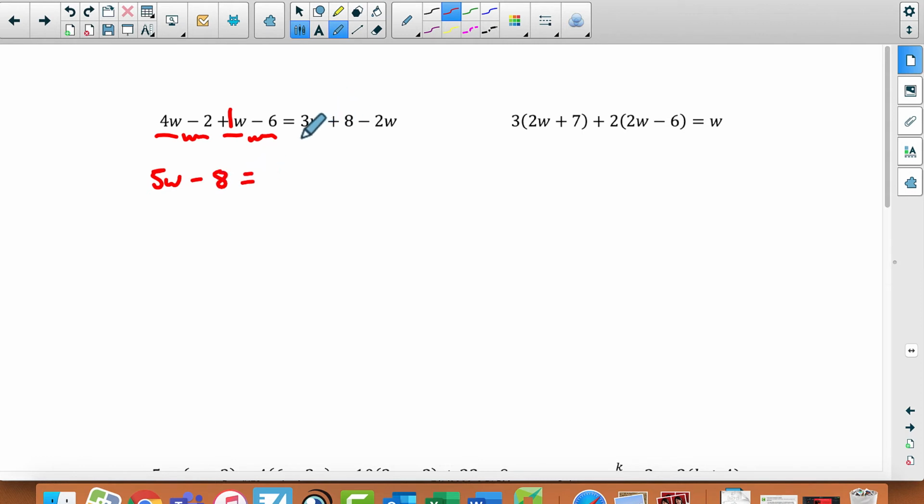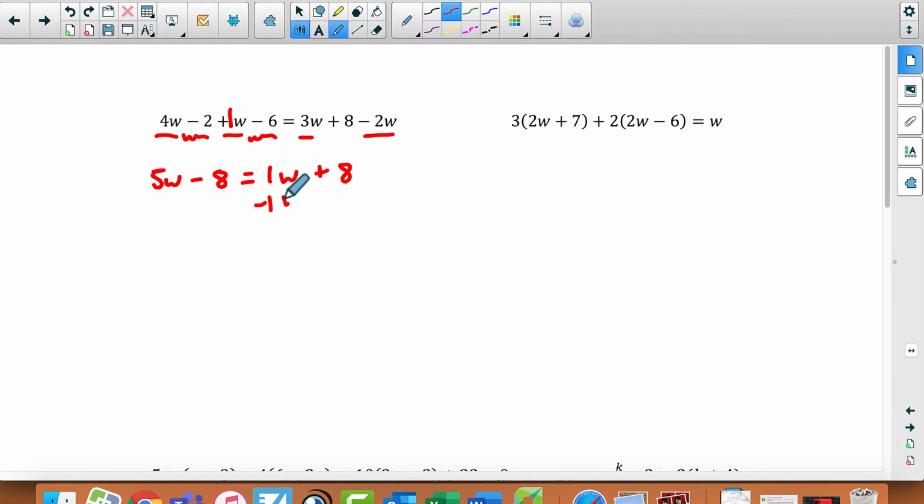On this side, I have a 3w and a -2w. Well, 3 take away 2 is just 1w. What the heck, I'll put 1w. You could also just put w. And then I still have this plus 8. Great, let's get all our w's to one side. Do you want to get rid of the 5 or the 1? Get rid of the smaller one, get rid of the 1.